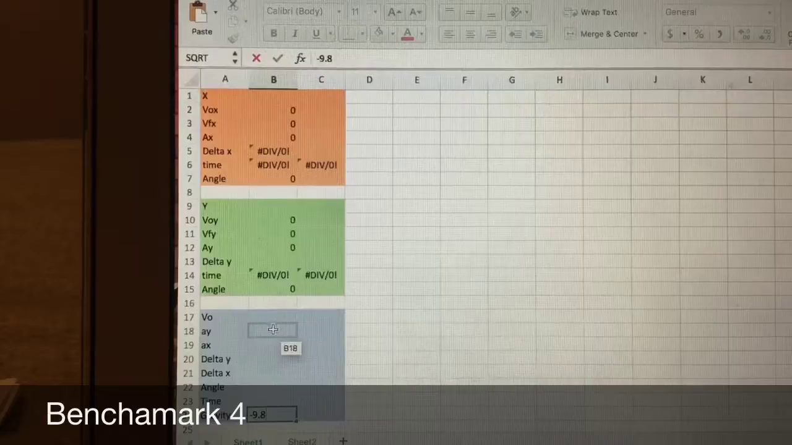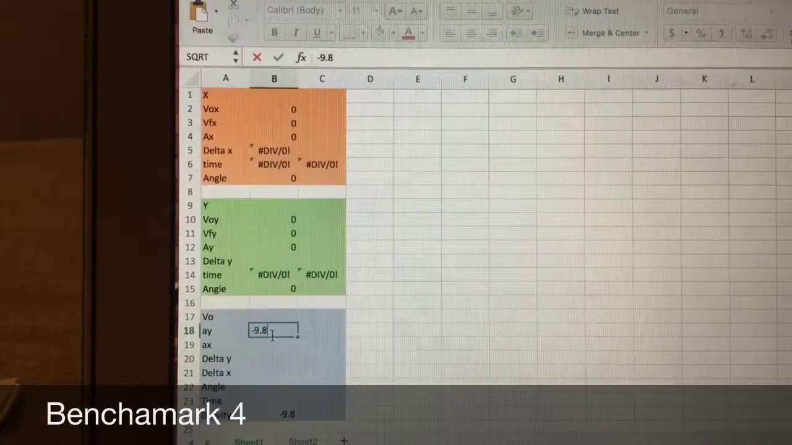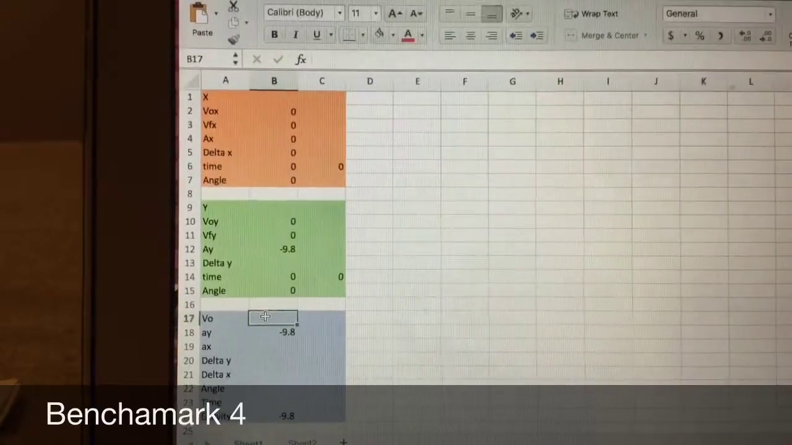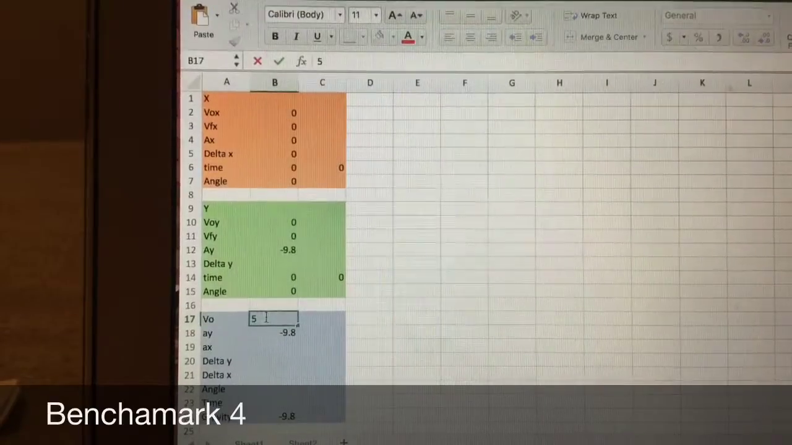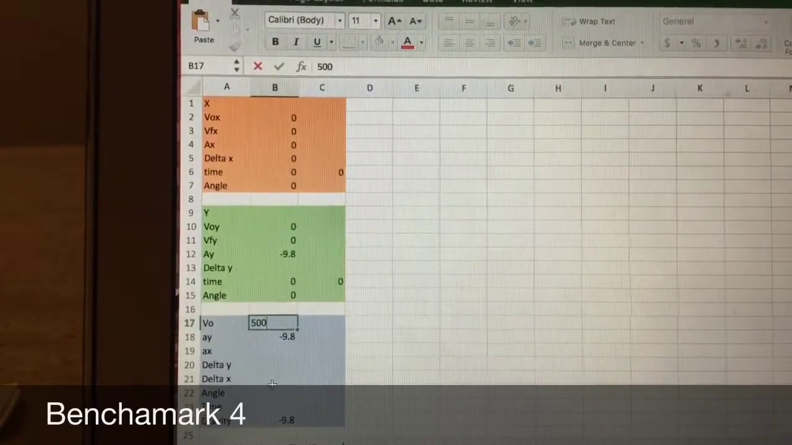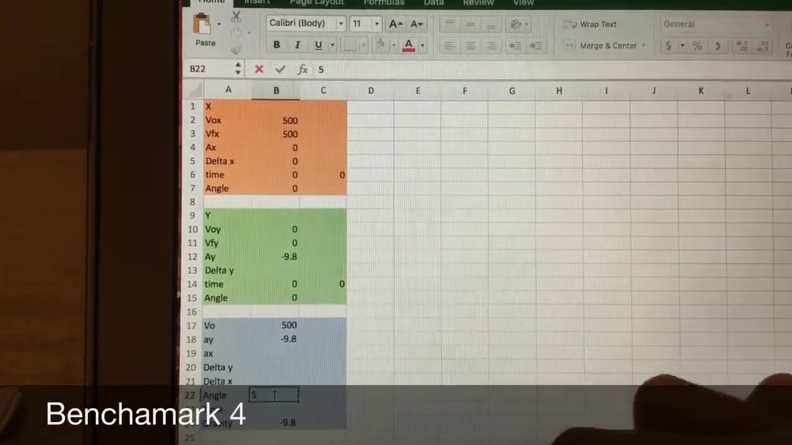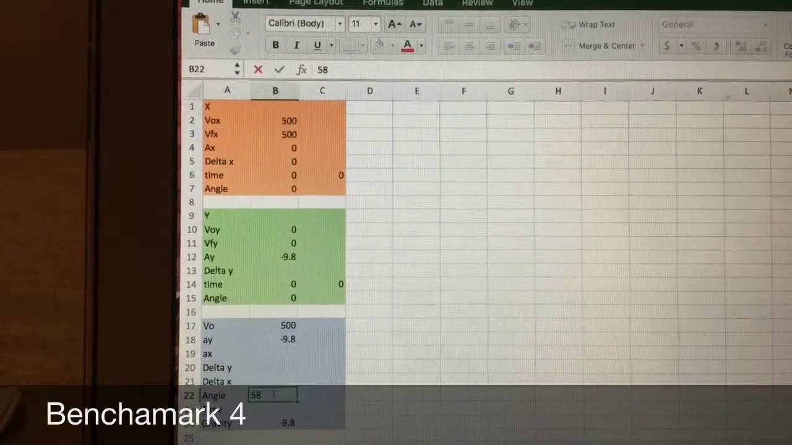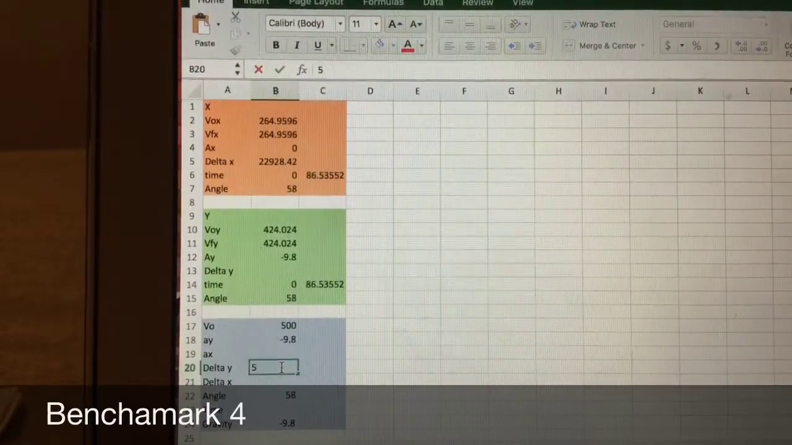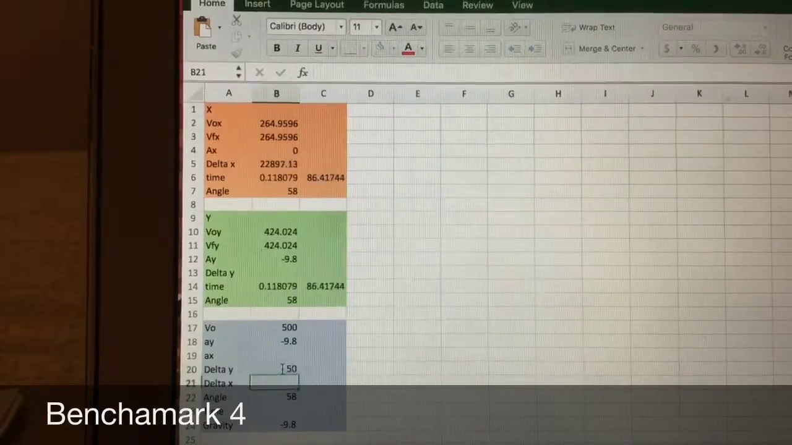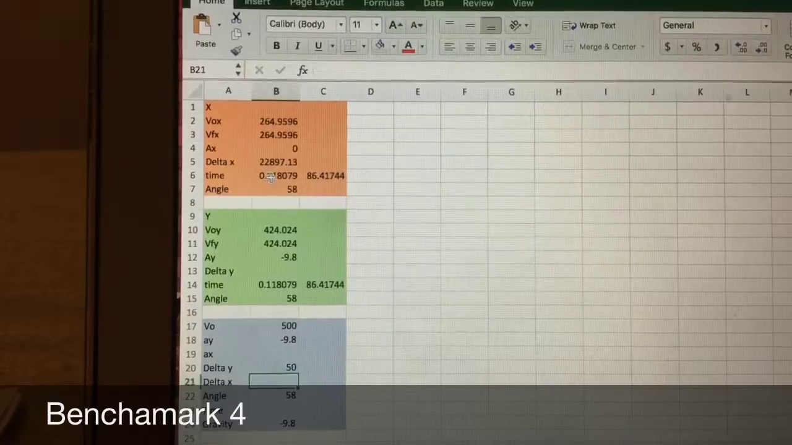In benchmark number 4, we first have to input negative 9.8 in the acceleration of y. Then we have to put an initial velocity, which we are told is 500 meters per second. Then we have to put 50 meters, that is the displacement in the y-axis, and then 58 degrees, which we are also told. And then you get that time is 0.1 seconds or 86 seconds.